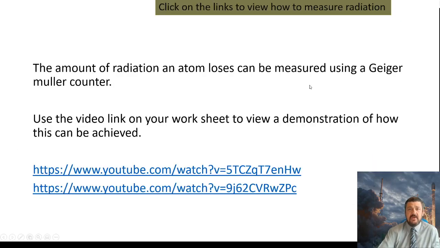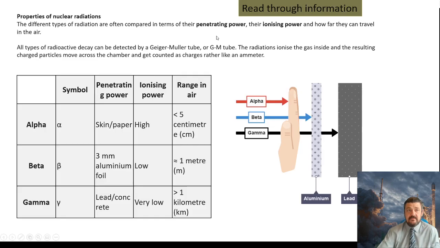So, the amount of radiation an atom loses can be measured using a Geiger Muller counter. Use the video link on your worksheet to view a demonstration of how this can be achieved. So, if you go into your worksheet, just under where I've written task 4, there'll be these links. Have a look at the videos and it will explain it really well to you how to use a Geiger Muller counter and what background radiation is. So, properties of nuclear radiations. This is what we're going to concentrate on today, not the maths part, purely this.